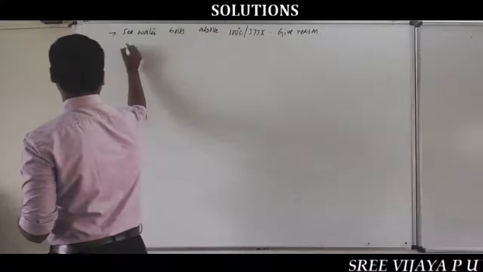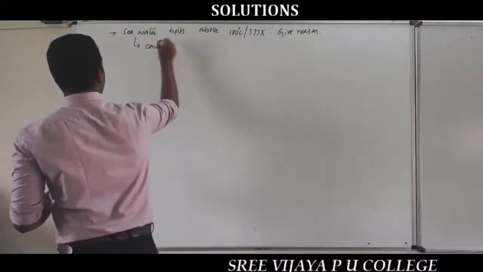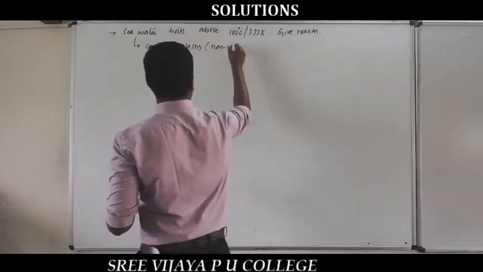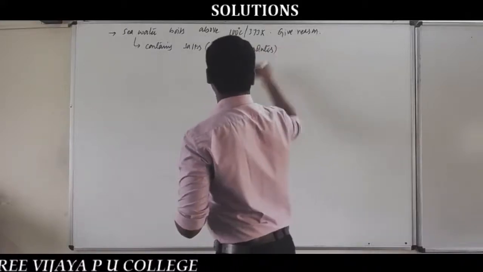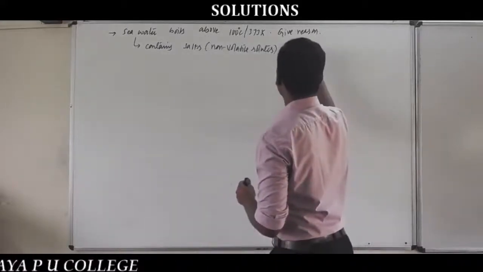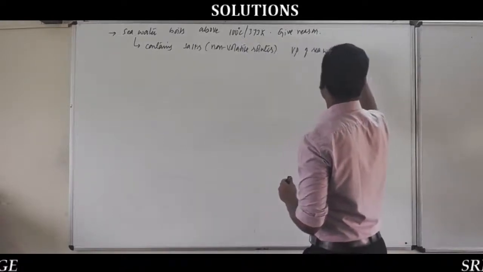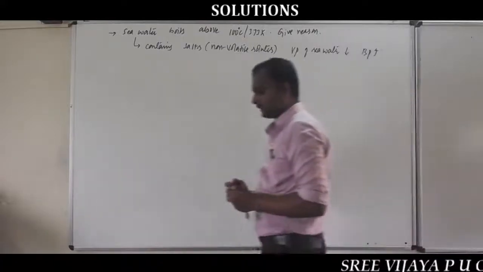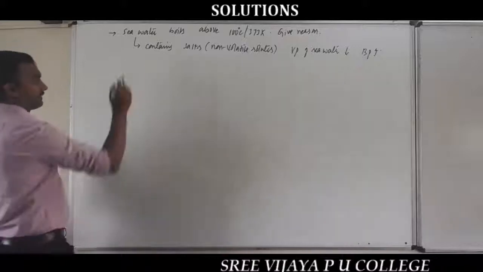So the reason to write is: because the seawater contains salts, that is, non-volatile solutes. Therefore the vapor pressure of the seawater, or solution, decreases, hence the boiling point increases. Therefore seawater boils above 100 degrees Celsius. So that is the one reason. So that is the one question.